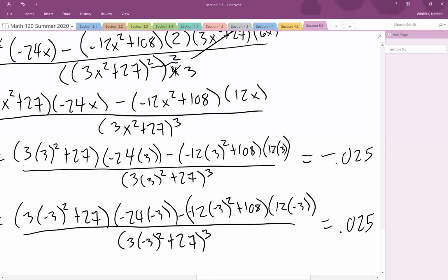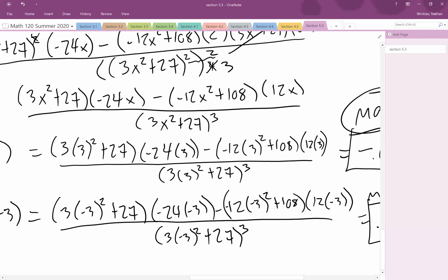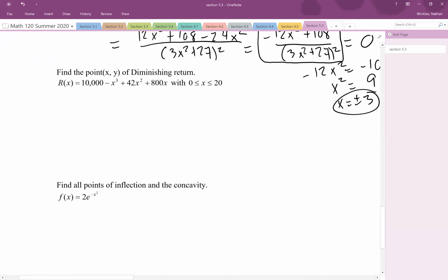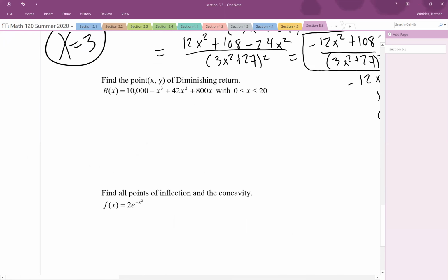So if we think about our rules, by taking the critical number and plugging it into our second derivative, if it's less than 0, we have a max. If it's greater than 0, we have a min. So we just showed that 3 gave us a maximum. So back up here, it says find the time at which the drug concentration is a max. X equals 3. This is ugly. We could have done this by our first derivative and not had to worry about that ugliness. So only use the second derivative when it tells you to.